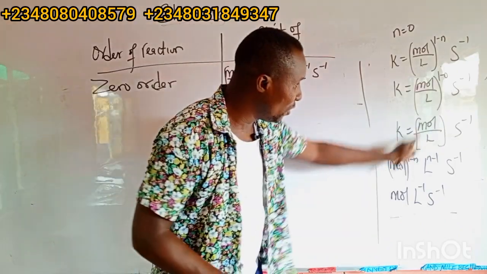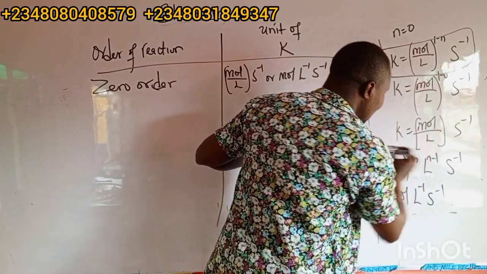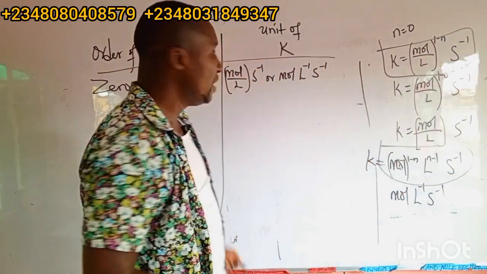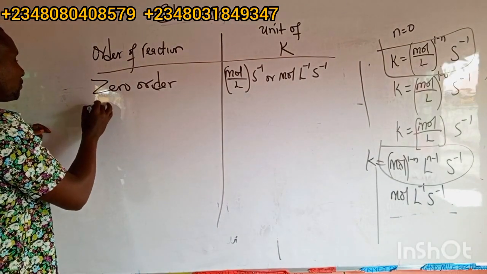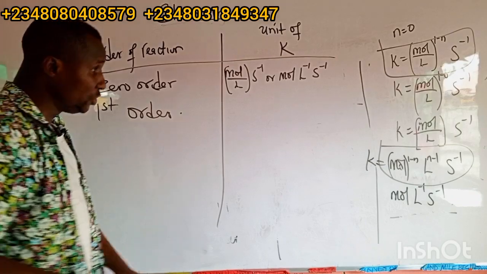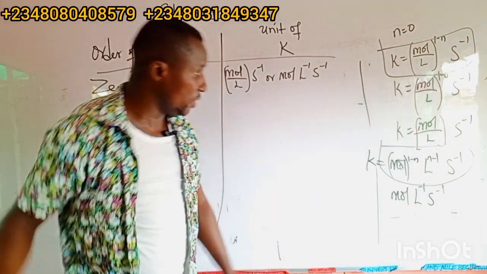You can use either of these two formulas for the unit of K. Then first order reaction. What is the unit of K for first order?